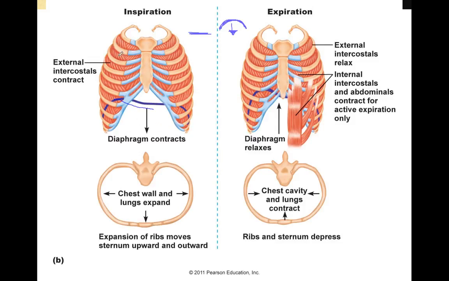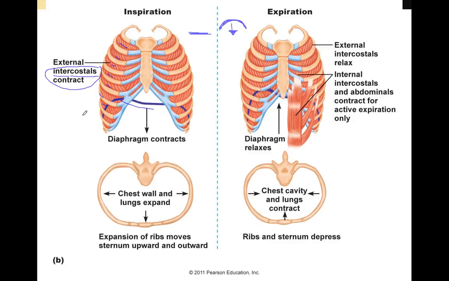The other type of muscles that you have are the intercostal muscles. These are the definitions: inter means between, and costal means ribs. So intercostal means basically between the ribs. The muscles you see here are identified as intercostal muscles, more specifically external intercostals.